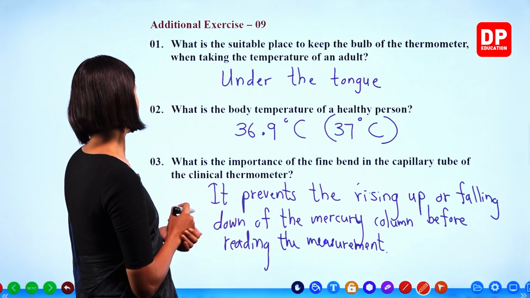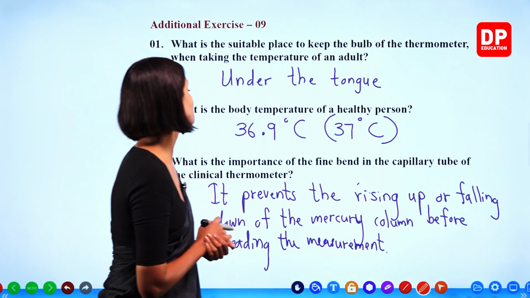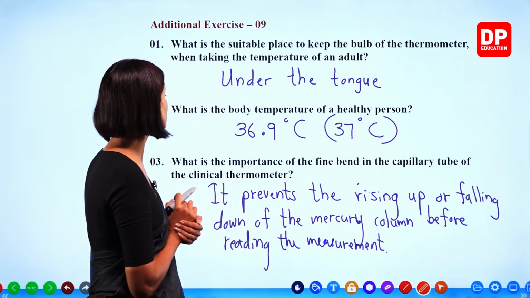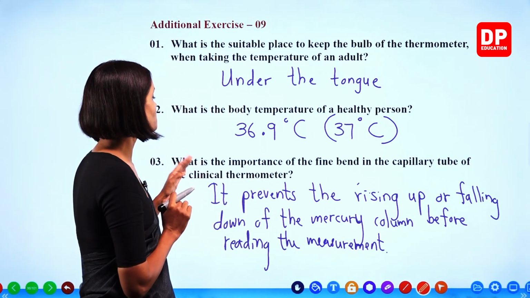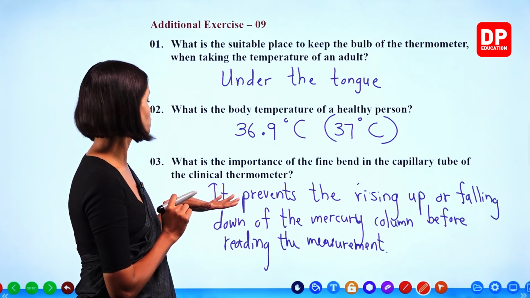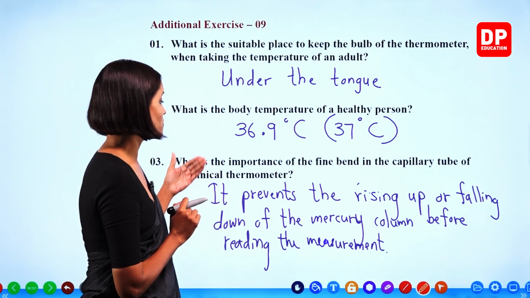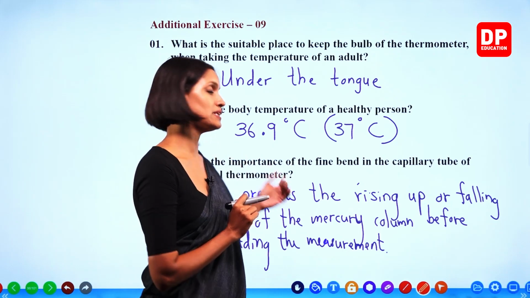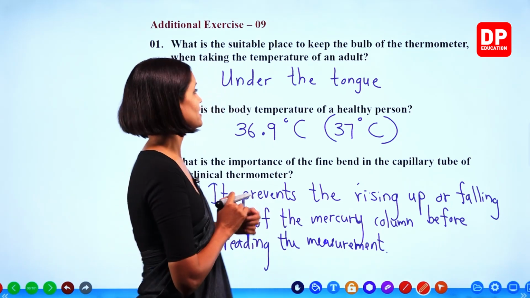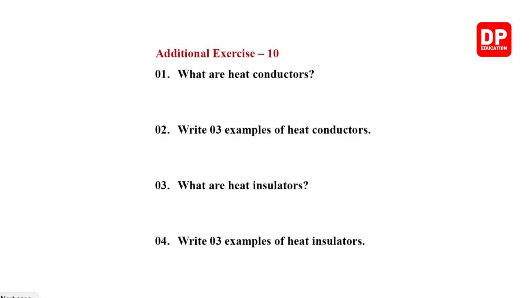Right, children? What is the importance of the fine bend in the capillary tube of the clinical thermometer? It prevents the rising up or falling down of the mercury column before reading the measurement. Okay? We'll move on to the next.